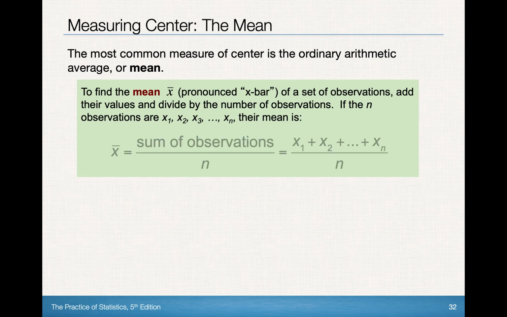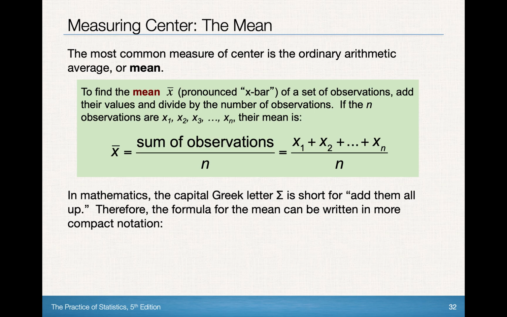To find the mean, you're going to add all the observations together and divide by the number of observations that you have. Another way you might see it is using a sigma. The Greek letter sigma means sum. So it's the sum of all of the observations divided by the number of observations that you have. This is how you find the mean, and it is one way of measuring the center of a distribution.